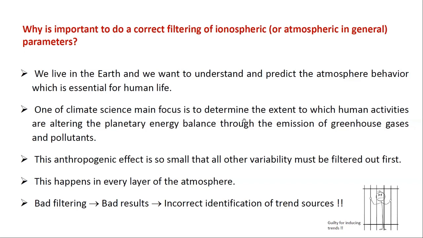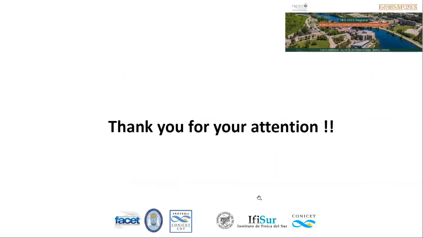One of climate science's main focuses is to determine the extent to which humans are altering the planetary energy balance through the emission of greenhouse gases and pollutants. This anthropogenic effect is so small that all other variabilities must be filtered out first. That's why filtering is so important for us. This happens in every layer of the atmosphere, even in the troposphere, and bad filtering ends in bad results and incorrect identification of trend sources. Thank you very much for your attention.